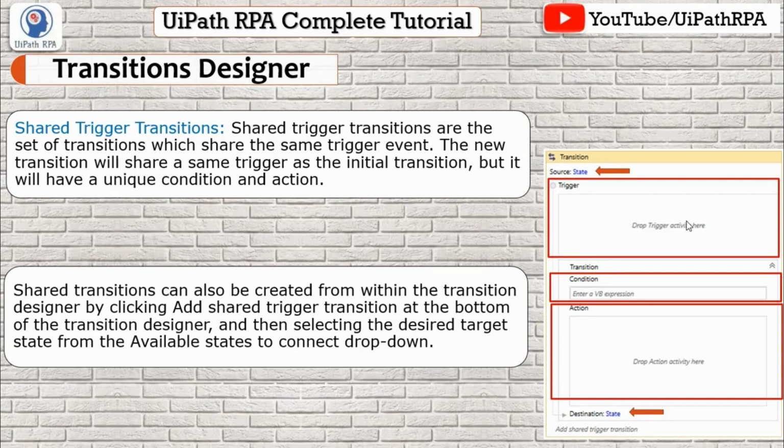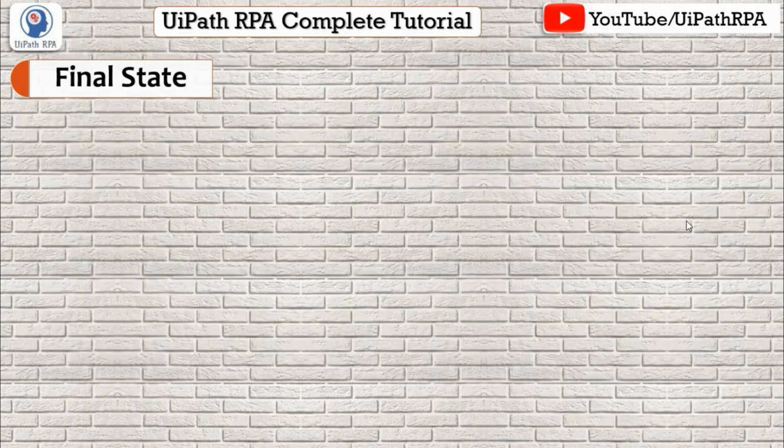We cannot use the same condition in more than one transition. A shared transition can also be created from within the transition designer by clicking add shared trigger transition at the bottom of the transition designer, and then selecting the desired target state from the available states to connect drop down. So here you will get the option at the last. We have the add shared trigger transition option. Whenever we click on that, we will get the option to connect through the transition. Now the last one is final state.